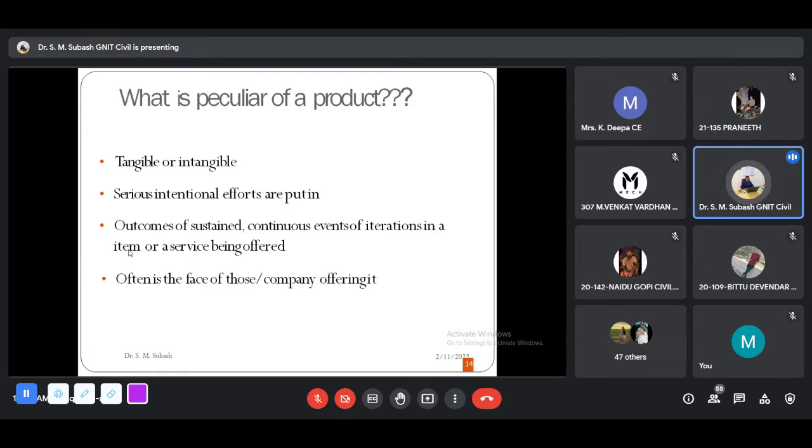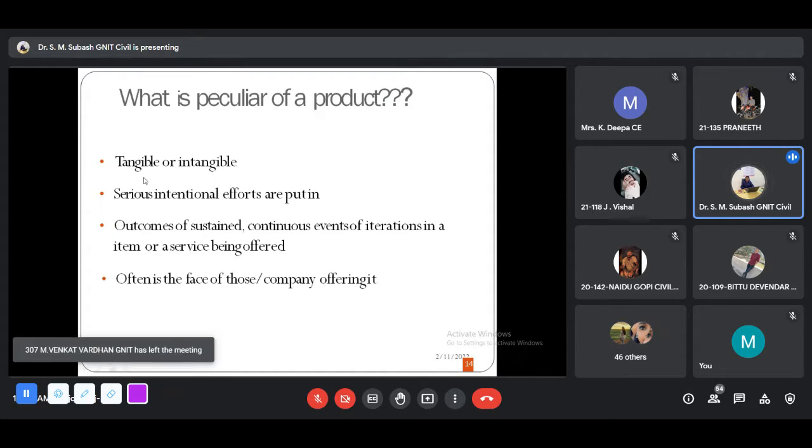Then serious, intentional efforts are put in. We can't suddenly develop a product and finish. We have to do various research on that, which is another topic we can discuss in some other lecture. You have to do that research, and only then will you get a final product. Today I do it, tomorrow we can't get it. After certain months, you can get something. That is the outcome of your sustained, continuous iterations.